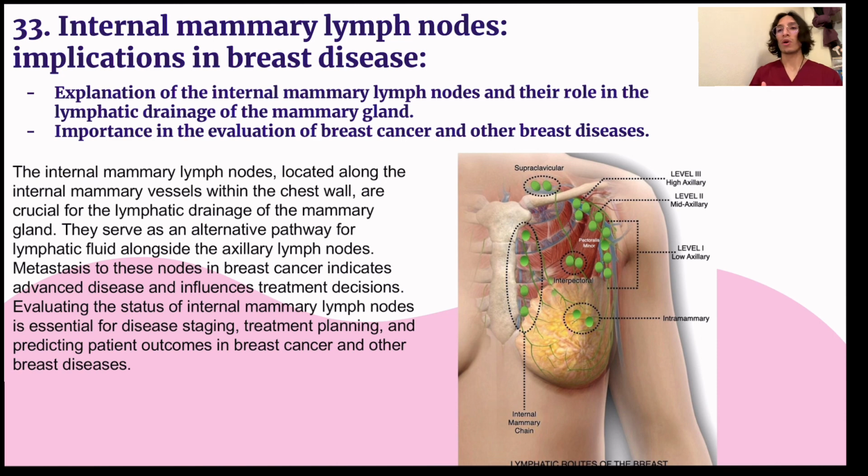Internal mammary lymph nodes, implications in breast disease. The internal mammary lymph nodes, located along the internal mammary vessels within the chest wall, are crucial for the lymphatic drainage of the mammary gland. They serve as an alternative pathway for lymphatic fluid alongside the axillary lymph nodes. Metastasis to these nodes in breast cancer indicates advanced disease and influences treatment decisions.